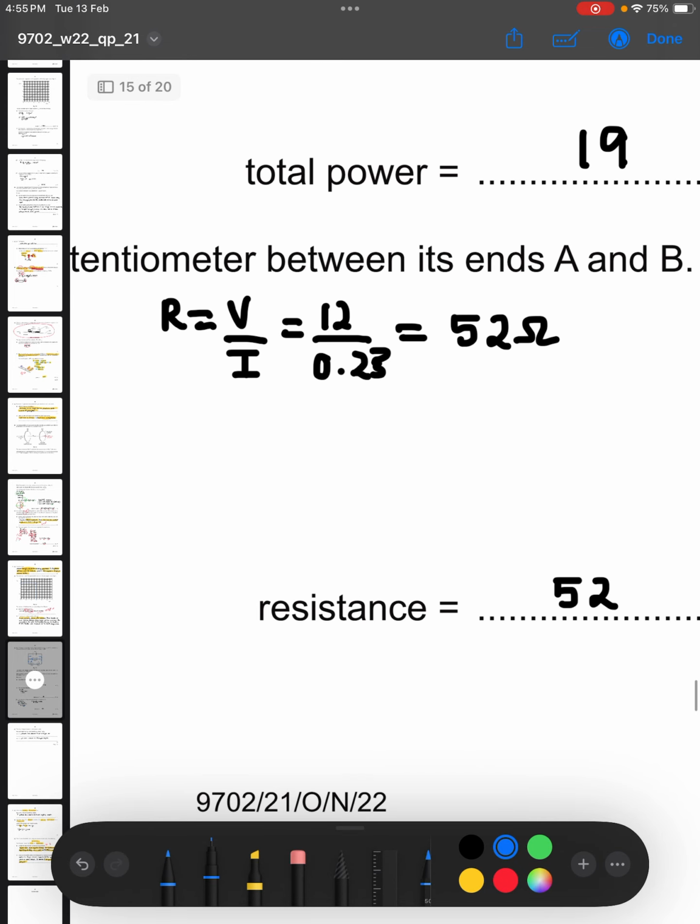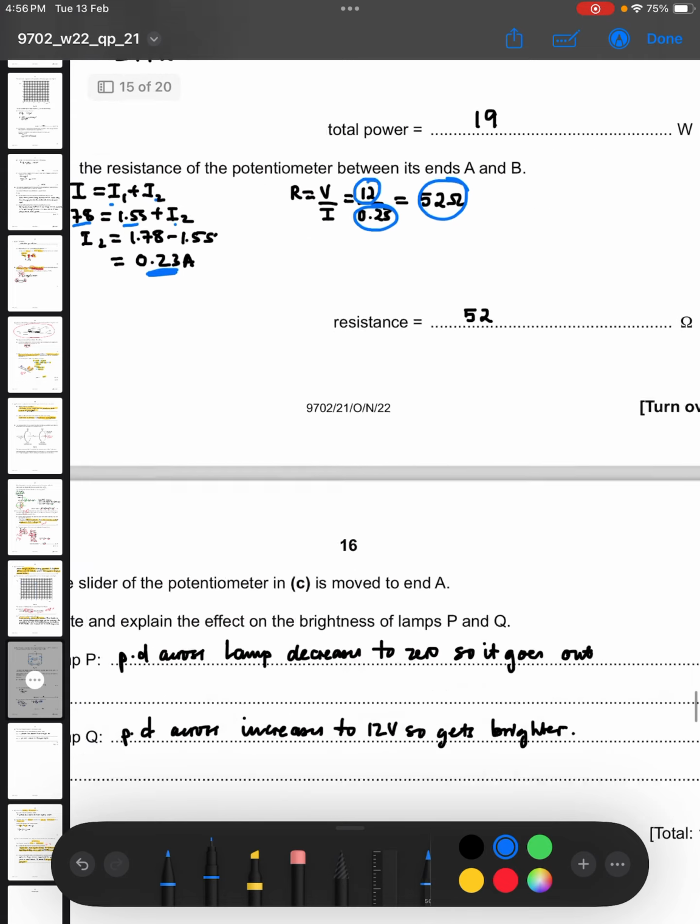Then having found the current through that other resistor, the potentiometer, we then say the voltage across it is 12 because it is in parallel with this one. Even if we are going to consider Kirchhoff's second law for that particular loop, where we are considering the EMF of 12 of the battery, then the current through the resistance is 0.23. So the resistance of that resistor is 52.